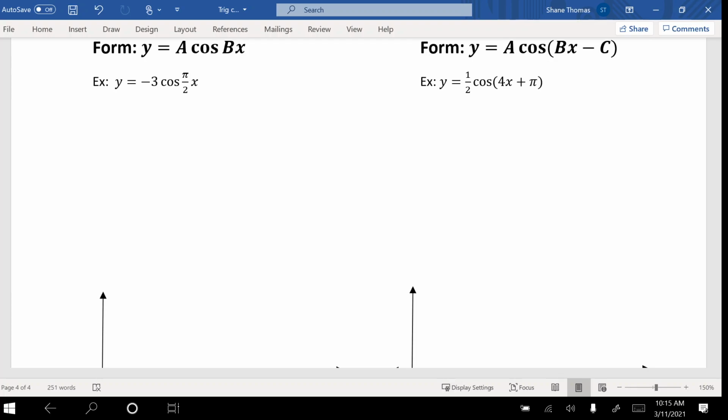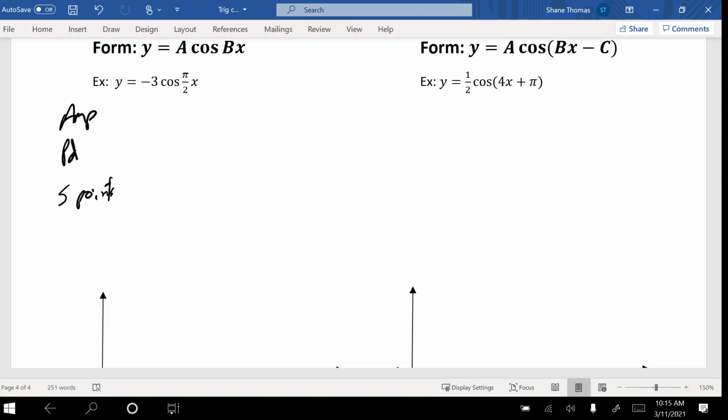All right, so first one here, a cosine bx form. So we need our amplitude, period, phase shift, 5 points if need be. Is this guy going to have a phase shift first off? No, there's no phase shift because there's none of the minus c. All right, so we don't have to worry about that. We need our amplitude, we need our period, and we need our 5 points.